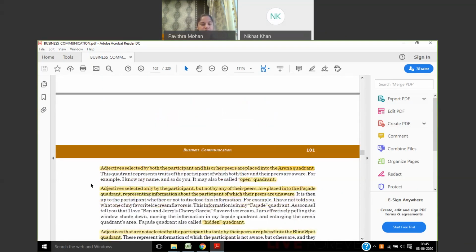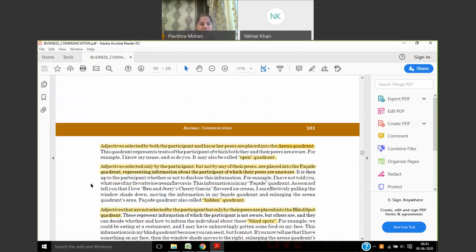Kindly hold on. The first quadrant, that is open arena, is known to self, known to others. What happens here? Adjectives selected by both the participant and his or her peers are placed into the arena quadrant. So arena quadrant is nothing but open quadrant, that is I know, others also know. For example, this quadrant represents traits of participants of which both they and their peers are aware. For example, I know my name, so do others. It may be called as open quadrant. So I know my name, others also know my name. If that is the case, it's called as open quadrant.